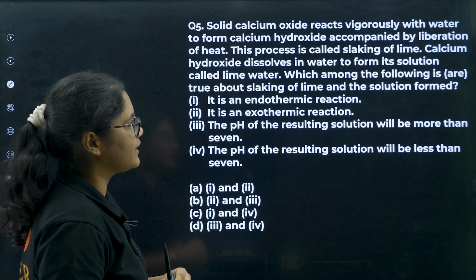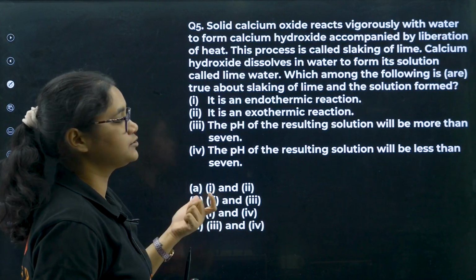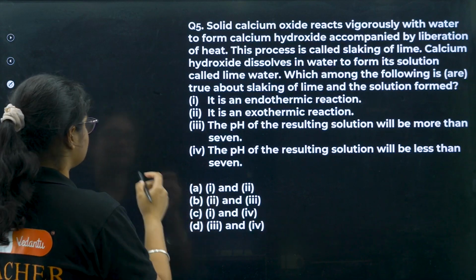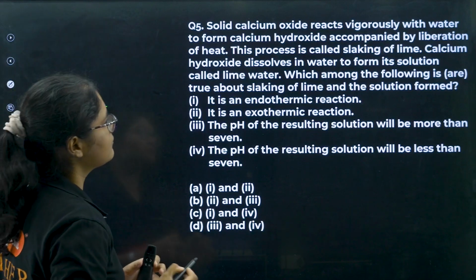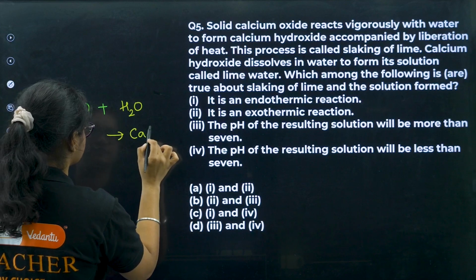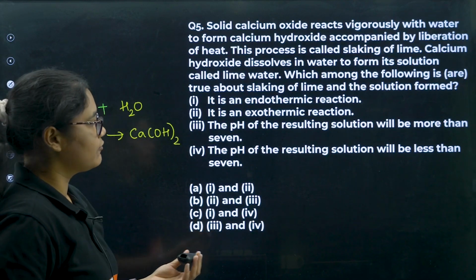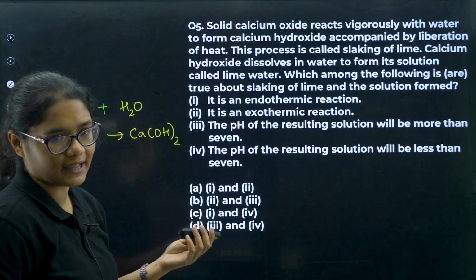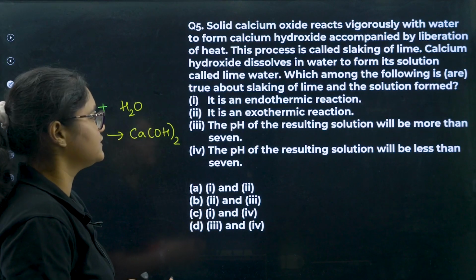Solid calcium oxide reacts vigorously with water to form calcium hydroxide accompanied by the liberation of heat. This is called the process of slaking of lime, okay. So calcium oxide with water, okay, to form calcium hydroxide, okay, fine. The process is called slaking of lime. Now calcium hydroxide dissolves in water to form its solution called lime water. Now which among the following is true about the slaking of lime and the solution formed?